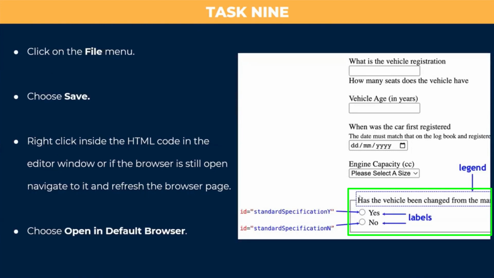So we'll see in the browser, we have a thing called a legend. And the legend in this case puts here with it a box around it. We will have a label to the right of our radio button and a label to the right of the second radio button. And each of these radio buttons will have an ID. So let us put our code in.